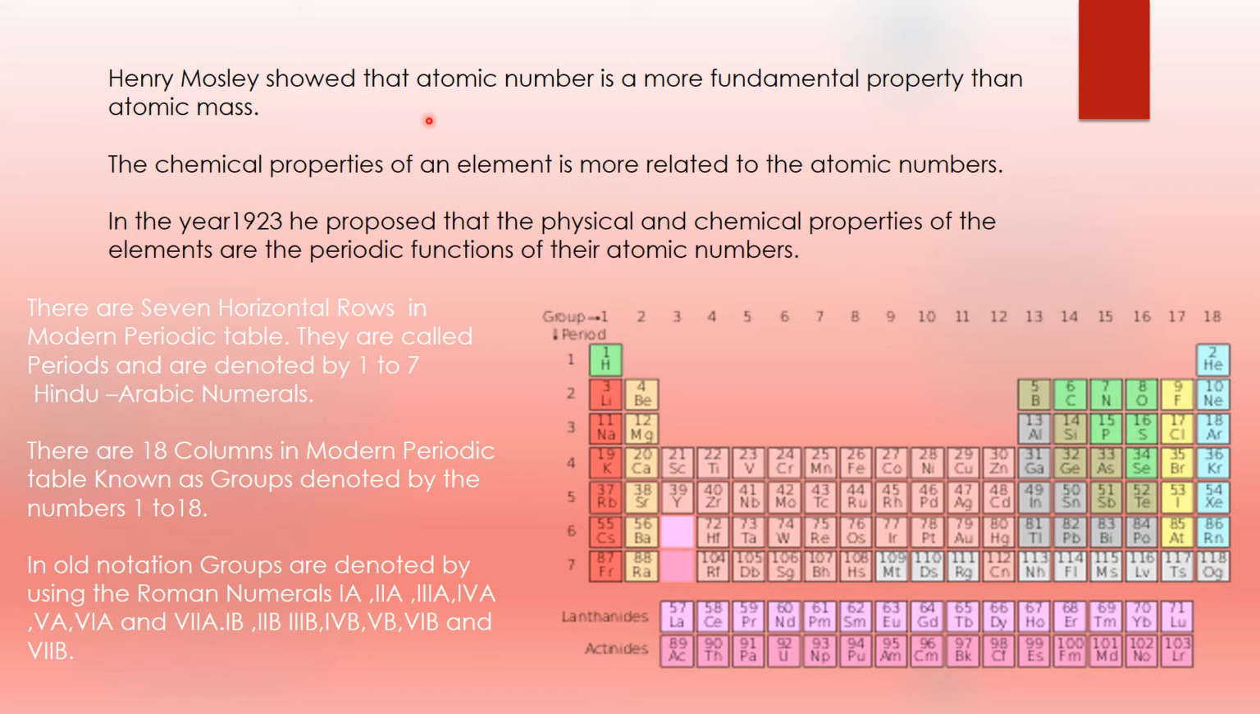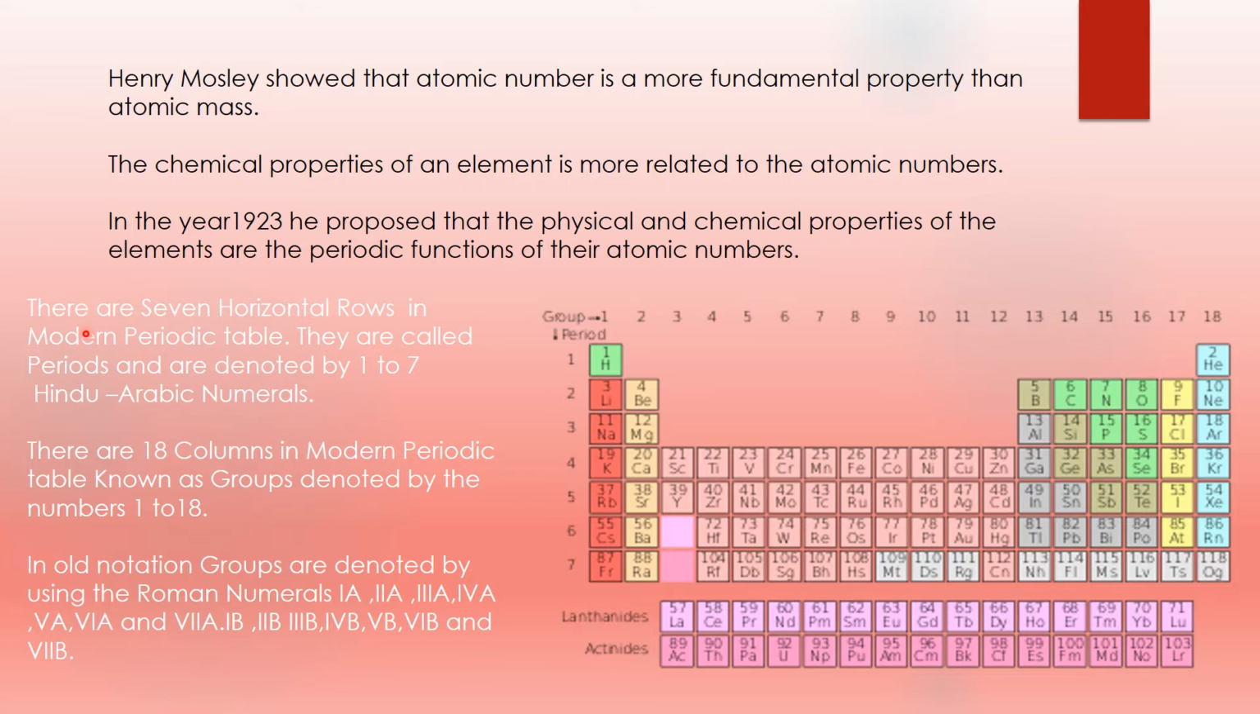Henry Moseley showed that atomic number is a more fundamental property than the atomic mass. In the olden classification, atomic mass was considered for the classification of elements. But Henry Moseley proposed that atomic number is the more fundamental property. The chemical properties of an element are more related to the atomic number. So in the year 1923, he proposed that the physical and chemical properties of the elements are periodic functions of their atomic numbers. Let us discuss the salient features of the modern periodic table or long form periodic table.